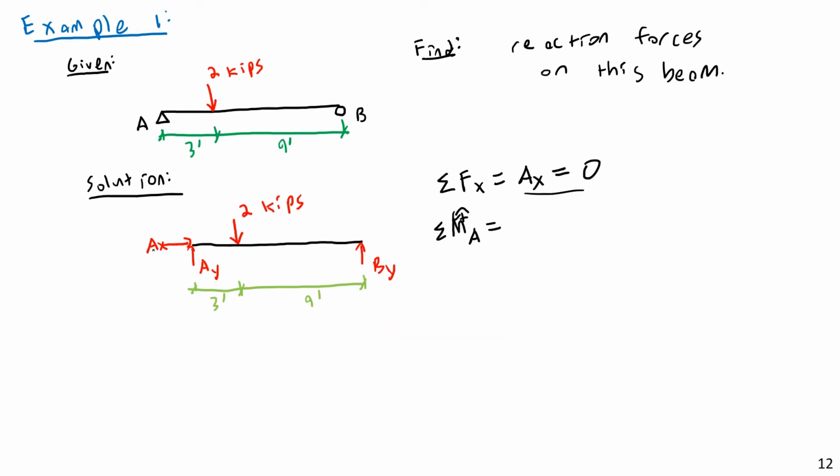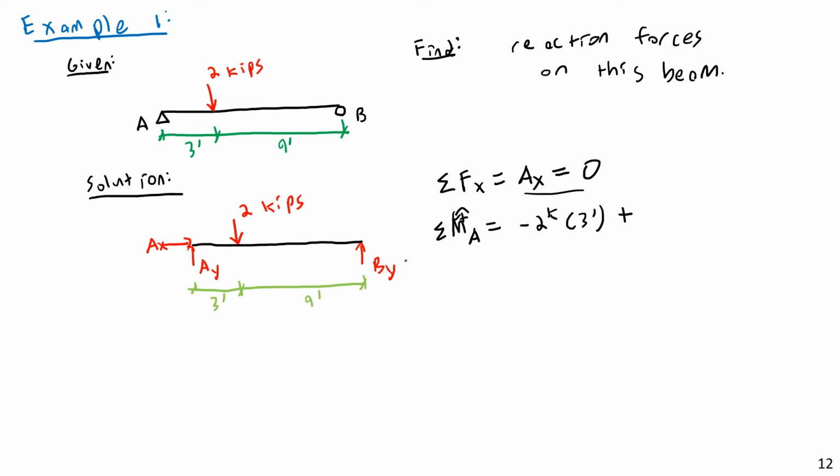Now, again, the reaction forces AX and AY, neither of them will generate a moment about point A, and that is, again, because their lines of action pass right through point A. So what will happen is I will have negative 2 kips times a moment arm length of 3 feet, and it's negative because if I look at rotation about point A, that is going to be clockwise, and that's a negative moment.